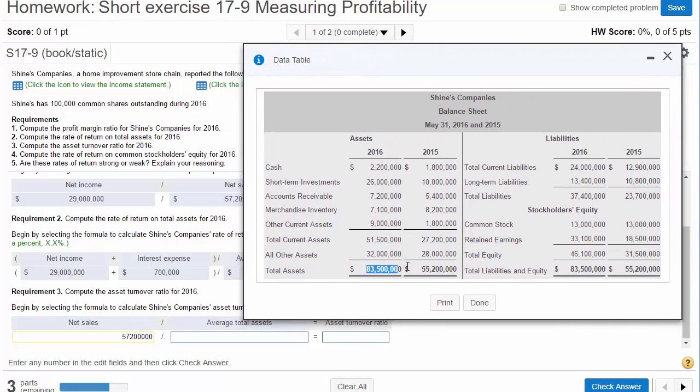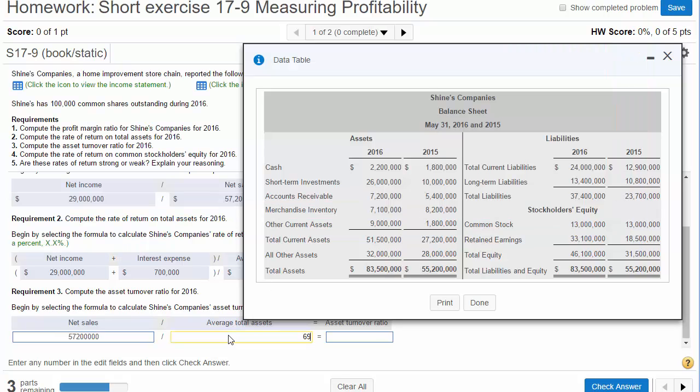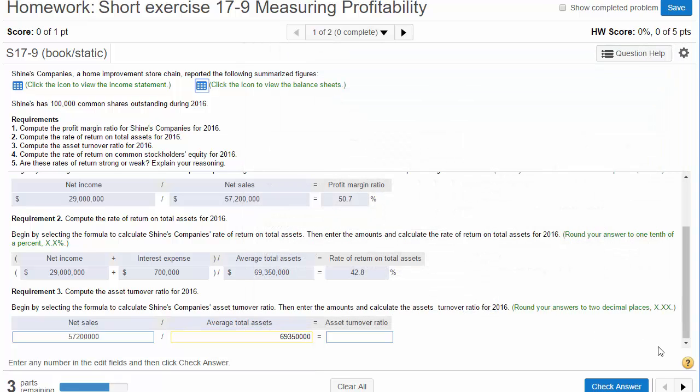So once again, we're going to average these two. So now it's going to look like this: 55,200,000 plus 83,500,000 divided by 2 gives us an average of $69,350,000 of total assets. And then when we crunch the numbers, we get 0.8248. And they want us to round it to 2 decimals. So it's 0.82.